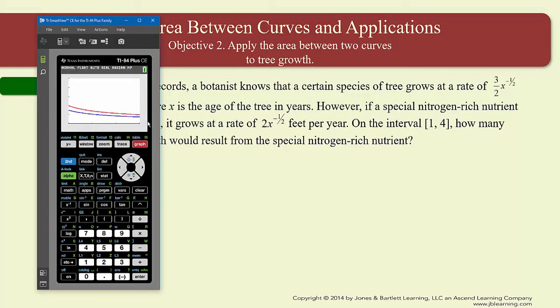Okay, so keep in mind the blue one, that was the 3/2 x to the negative 1/2. The red graph is the 2x to the negative 1/2. So it looks like I need to integrate top curve minus bottom curve in order to determine how many more feet in growth would result from the special nitrogen-rich nutrient. So I'm going to head off to the chalkboard. I'm going to work through this example so you know the drill. But first thing I'm going to do is have this graph on the chalkboard.